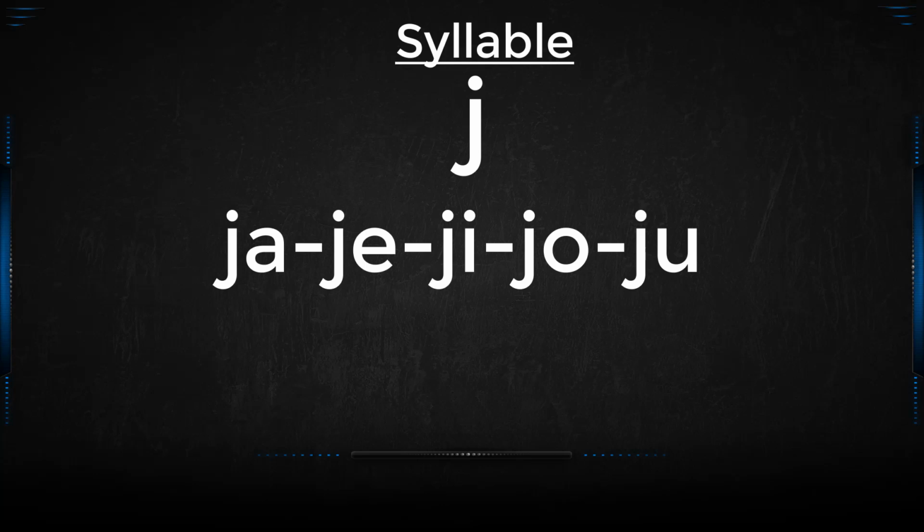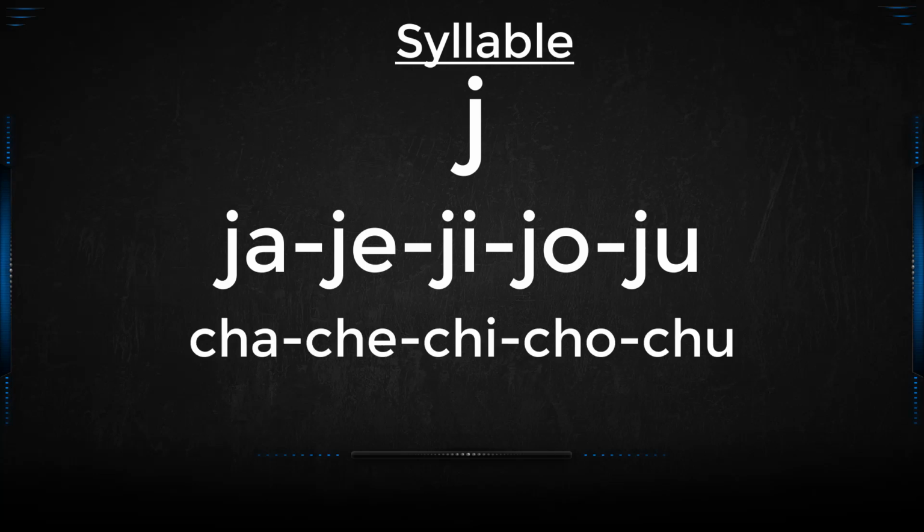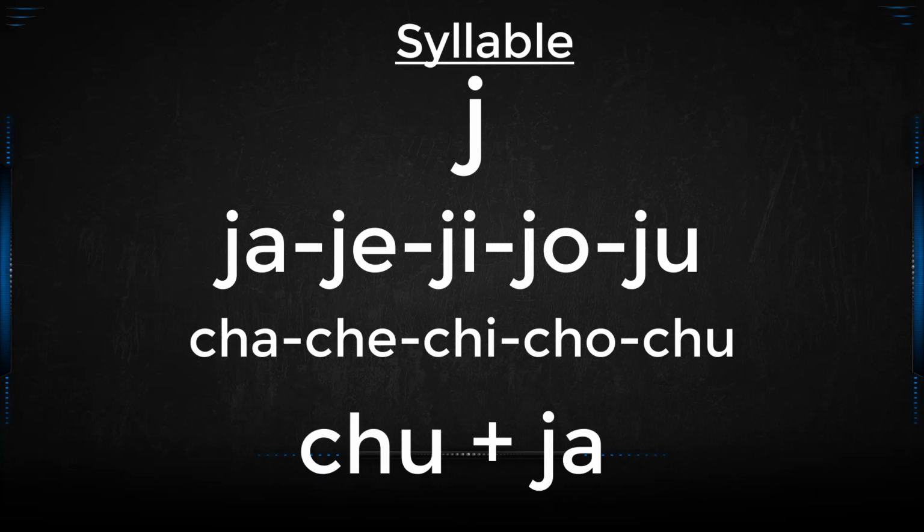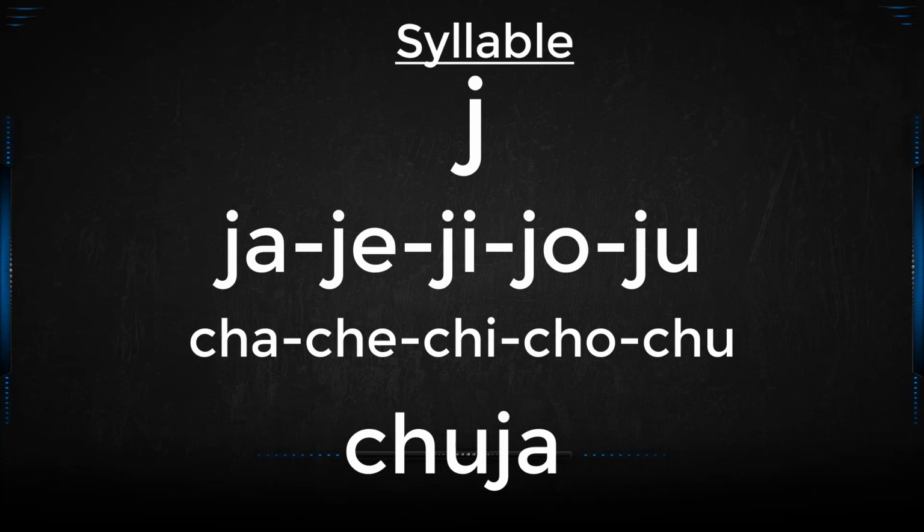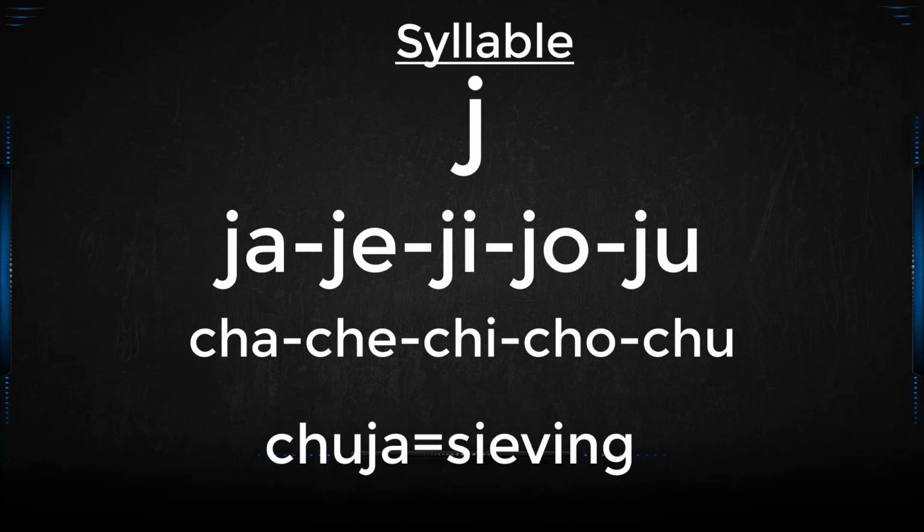Juju. You can also have chuja. So if you are forming from two different sounds from two different consonants, you remember cha, che, chi, cho, chu. So you have chu. Then you are taking ja, je, ji, jo, ju. So you are taking ja and chu. So you take chu plus ja, it forms chuja. Chuja is more like sieving, when you separate maybe two things or two different people. But yeah, it's more like sieving.